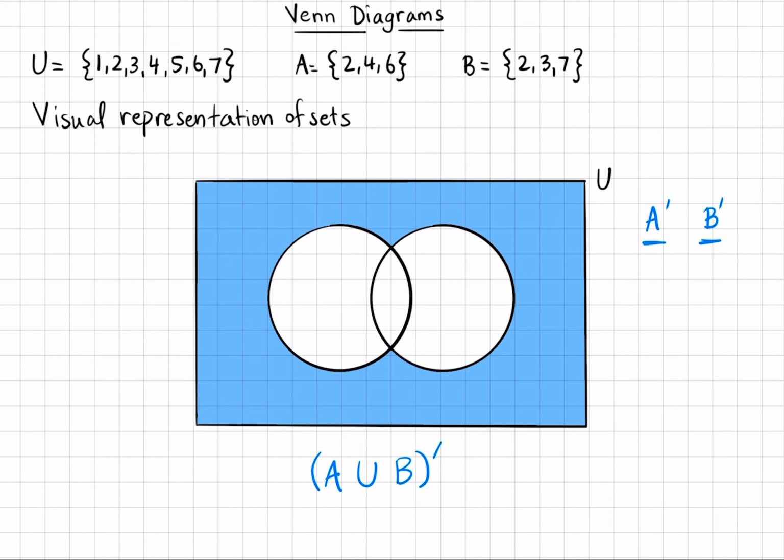So this is the complement of A union B. That's what this shaded area is. Okay, let's look at the next one.